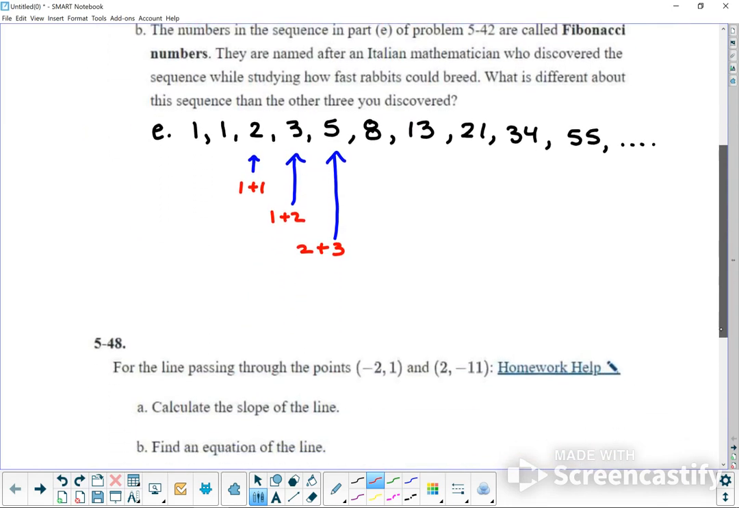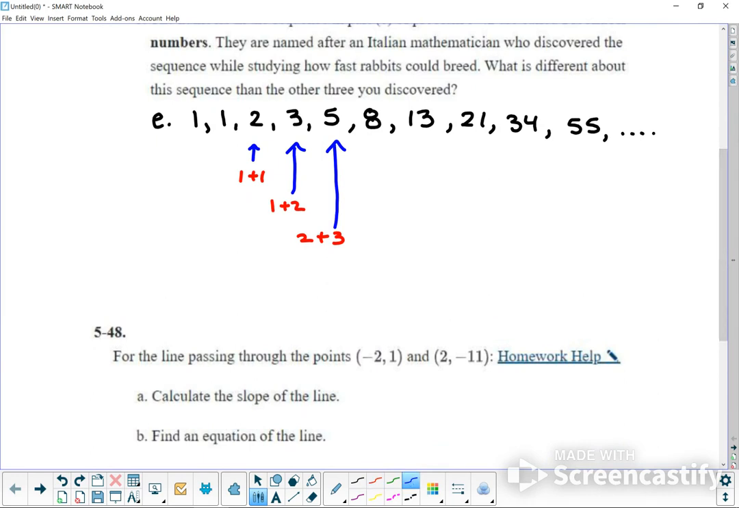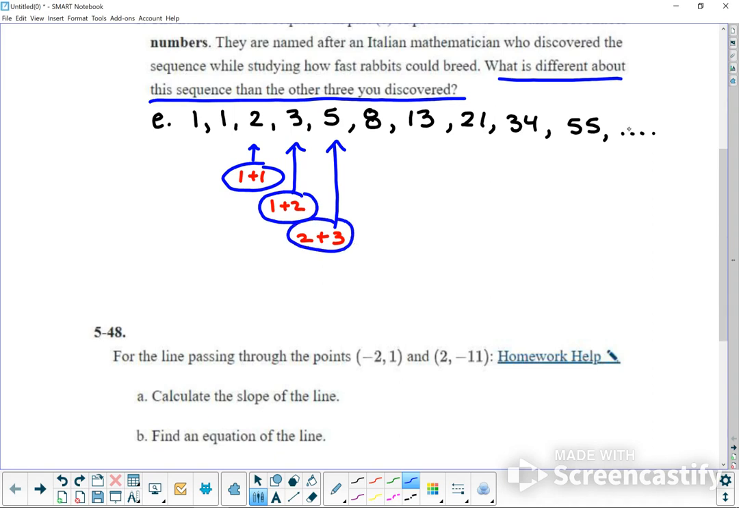So you have to write this down. You have to write down what's the difference about this sequence other than the 3 you discovered. And the difference is that to get the following number, you have to look at the 2 numbers in front of it. So to get this number here, you have to look at the 2 numbers in front of it, which is 34 plus 55.